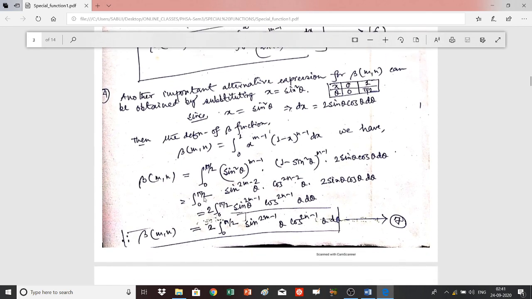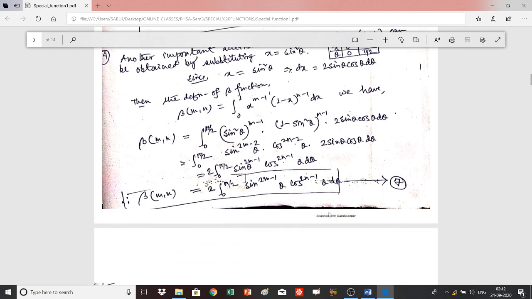That is equal to 0 to pi by 2, sine to the power 2m minus 2 theta, then cos to the power, because 1 minus sine square theta will give you cos square theta, so that will give you finally cos to the power 2n minus 2 theta, and then 2 sine theta cos theta d theta. From here beta mn is equal to 0 to pi by 2 sine to the power 2m minus 1 theta cos to the power 2n minus 1 theta d theta. This is equation 7, and this equation is also very important.